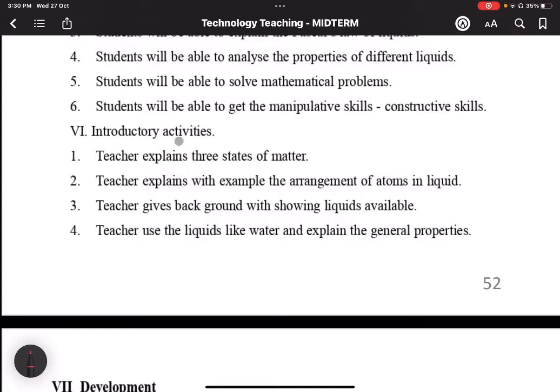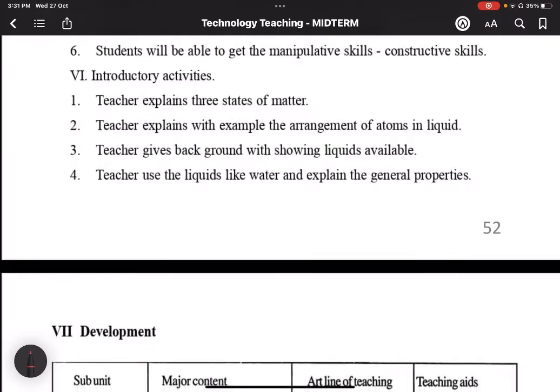Kaya nga introductory lang, di ba? So, explain mo muna ano yung basic, no? Definition, three states of matter. And then explain the arrangement of atoms. Okay? After na malaman nila kung ano yung mga matter, explain mo na kung ano yung composition nila, atoms. So, mga basic parts lang, no? Ini-introduce mo lang yung topic sa kanila.